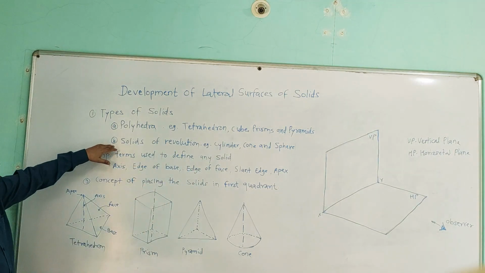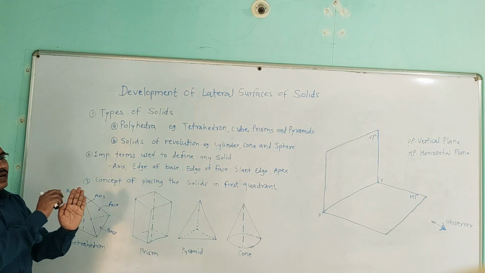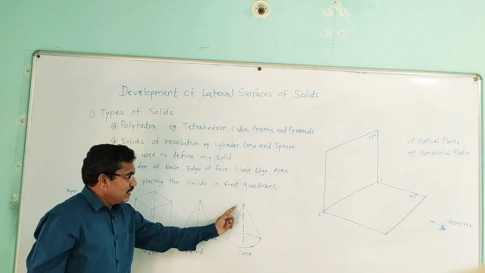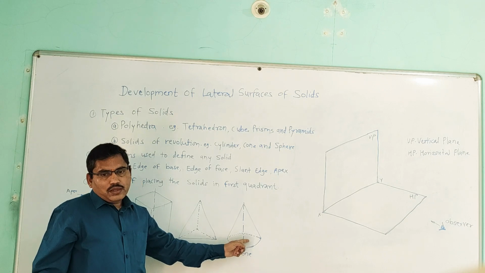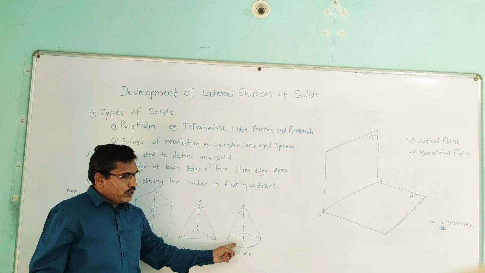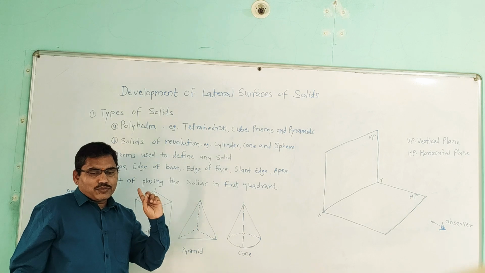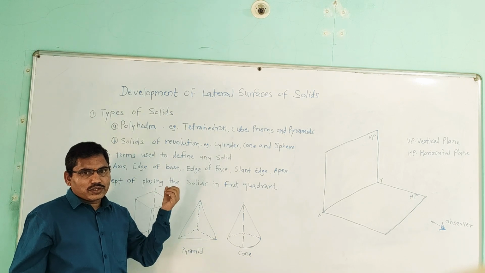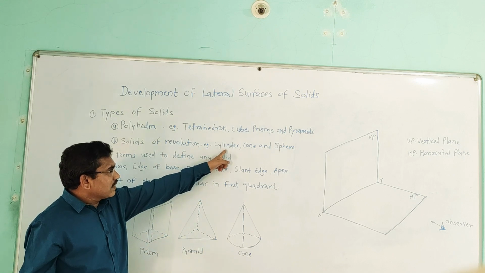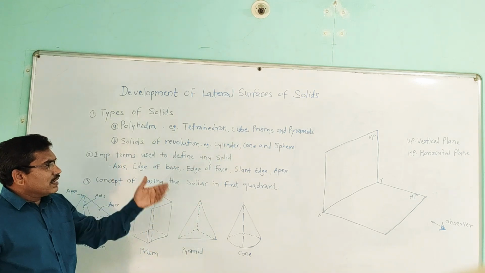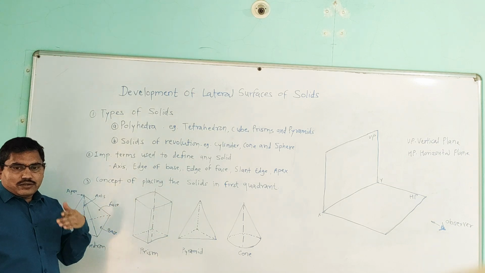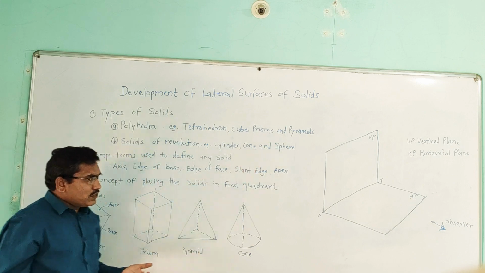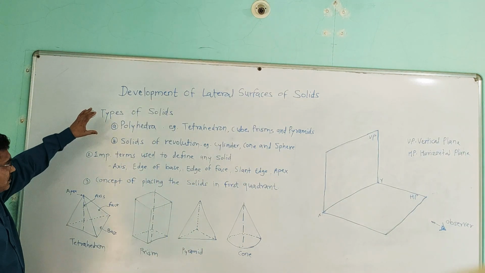These solids are called solids of revolution because they are generated from a certain shape. Suppose a triangle is revolved about its axis, then the solid we generate is the cone. If a rectangle is revolved about one of its edges, the solid generated is called a cylinder. And similarly, if we revolve a half circle around its axis, then the shape it generates is called a sphere. So this is the second category of solids.